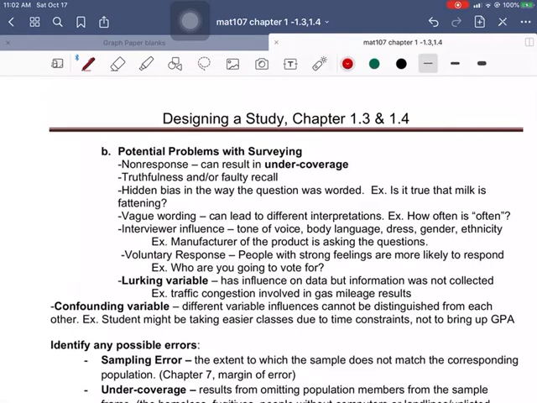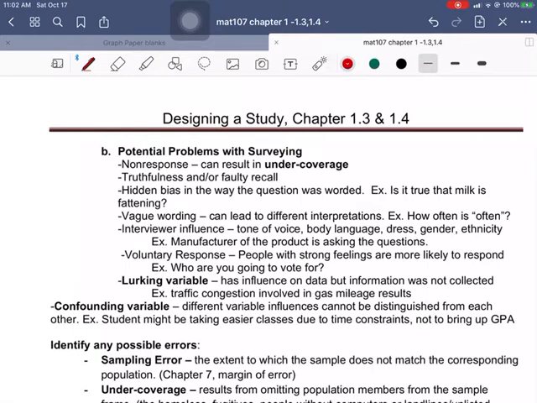But there are some problems with the survey. Obviously, if it's a mail-in or an email, you only get so many responses, and so it's considered an undercoverage, because everybody you sent them to didn't respond, or they didn't respond truthfully, or they didn't remember correctly what you're asking them. And you have to watch your wording.